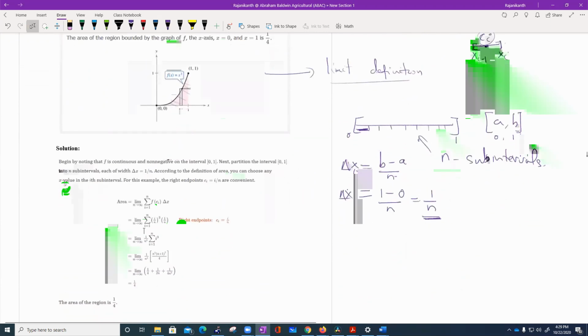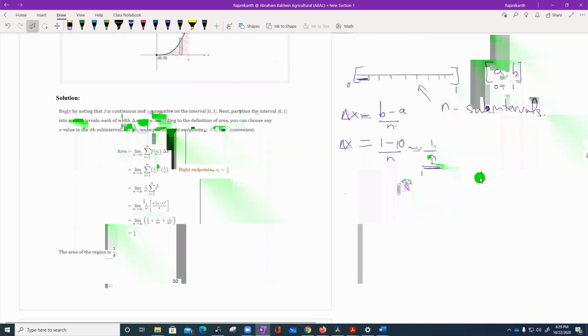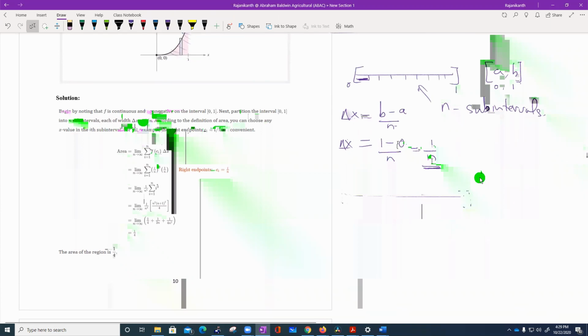Okay, let's look at this work. So what are they telling here? Yes, the length of the subinterval is 1 over n. We have found that already. Okay, if this is the case, remember this is my given interval, 0 to 1.